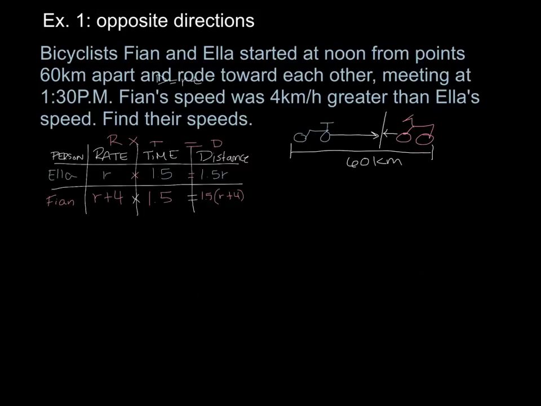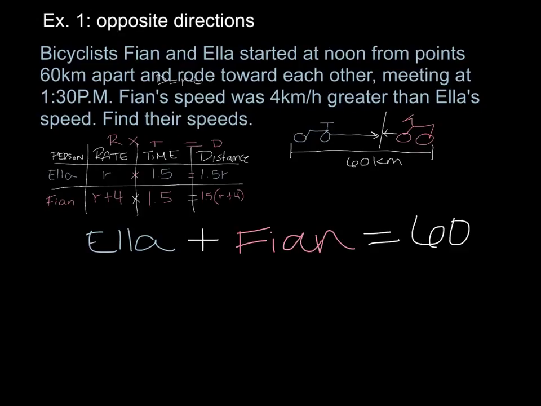Now let's remember that they started 60 kilometers apart. So in other words, if I take Ella's distance and add it to Fionn's distance, I'm going to get a total of 60 kilometers. All right, so let's write that out. We've got Ella's distance plus Fionn's distance equals 60 kilometers.